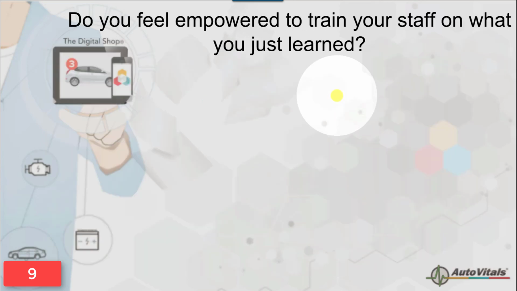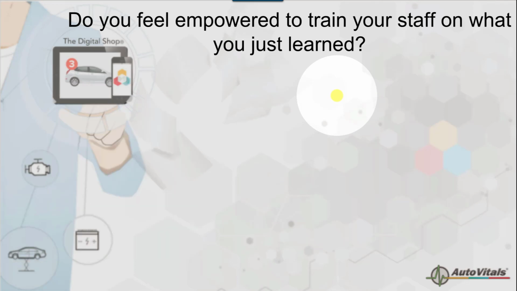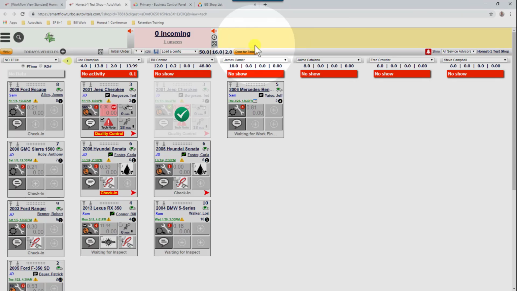So what we also want to do is make sure that you feel empowered to go ahead and train your staff. And we also want you to know that there's a tool out there called the Business Control Panel. I'm going to give you a brief overview of it. What I want you to do is just understand where it is and how to find it, so that you can get with your product advisor and start using it.